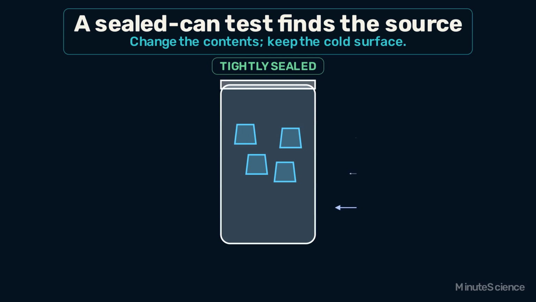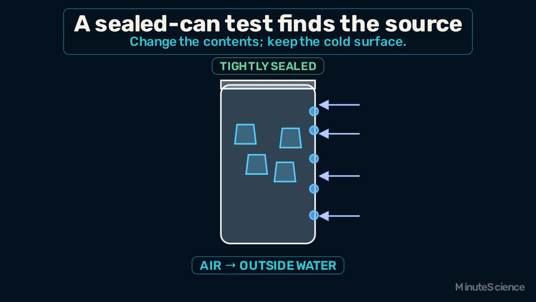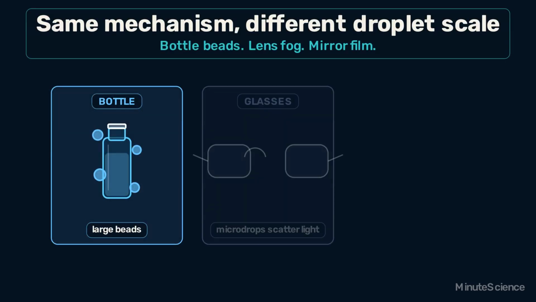A simple test can identify the source. Place an empty, tightly sealed metal can in a room and fill it with ice water. The outside still becomes wet. Wipe it dry, and droplets return. Because the container is sealed and the liquid level does not explain the external water, the moisture must be condensing from the air. The same mechanism fogs eyeglasses in winter.